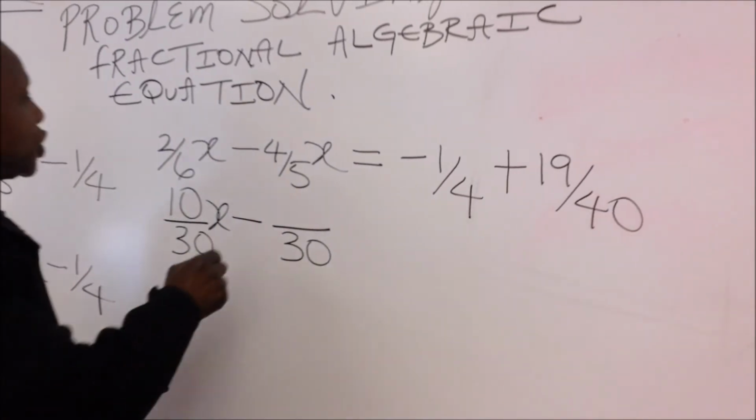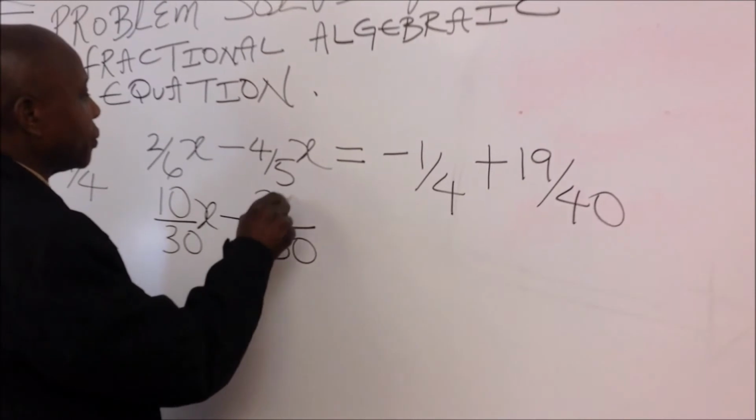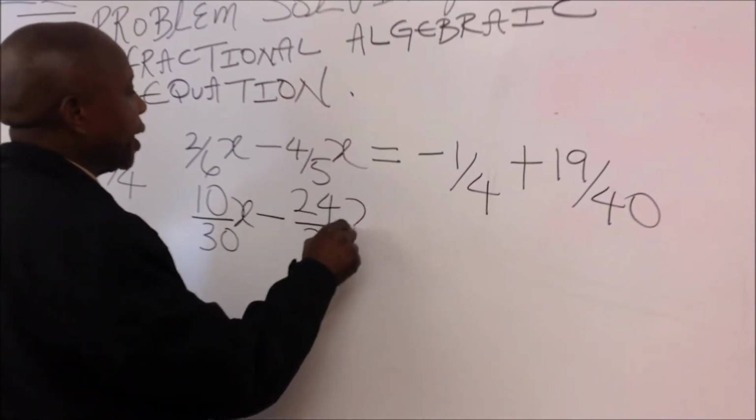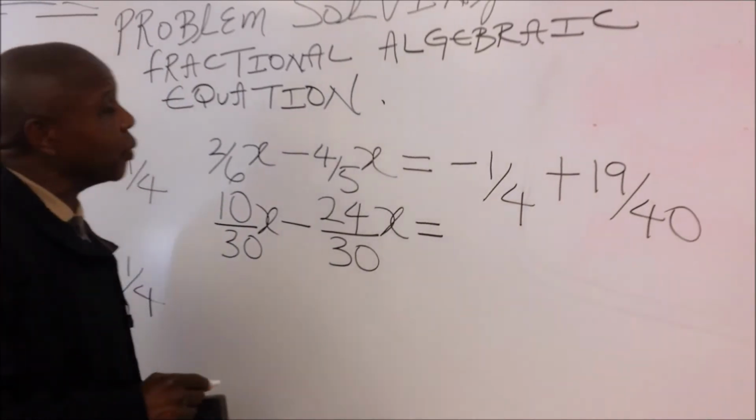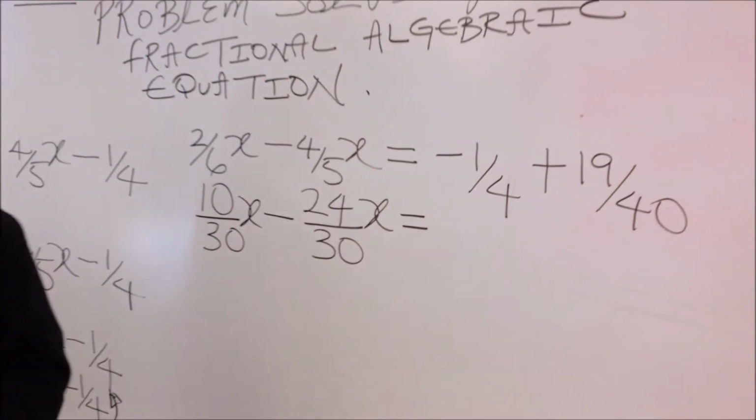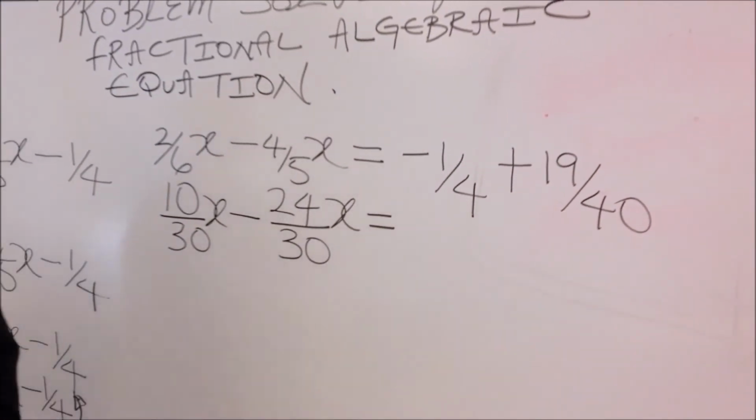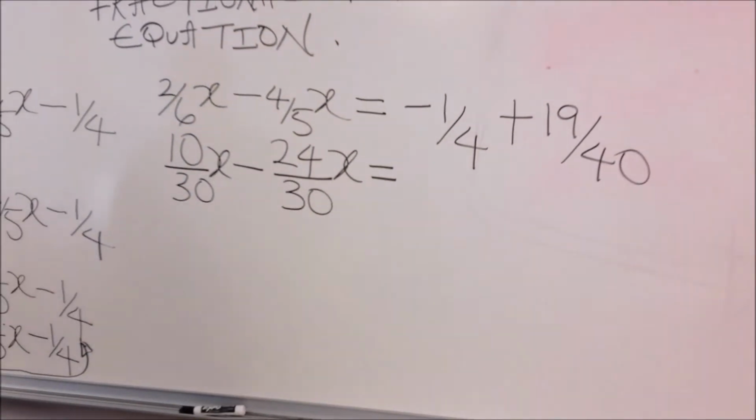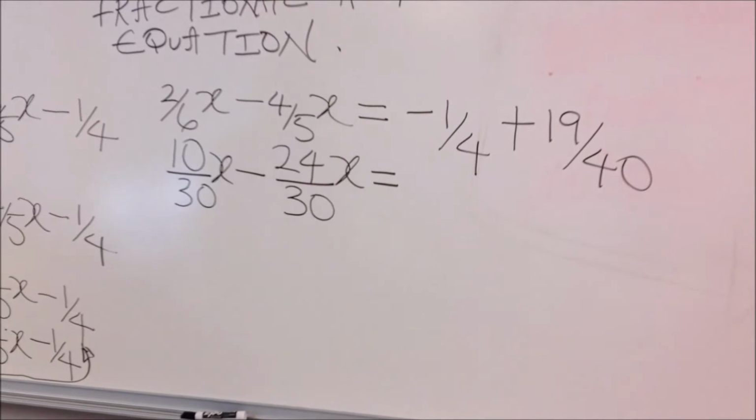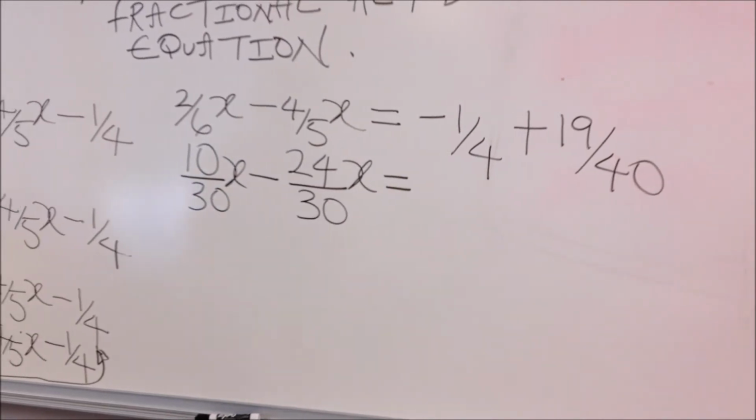24, right? 6 times 4 is 24. Don't forget the x. On the right side, what must we do? We must find what? Common denominator. Thank you, sir. We must find a common denominator.